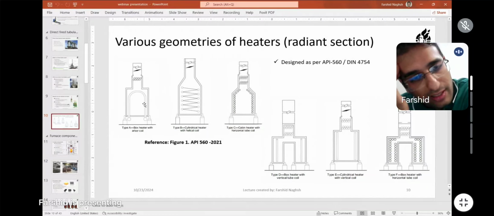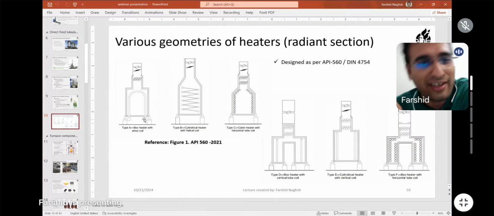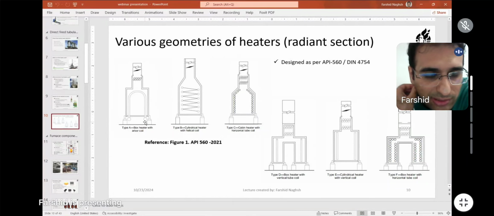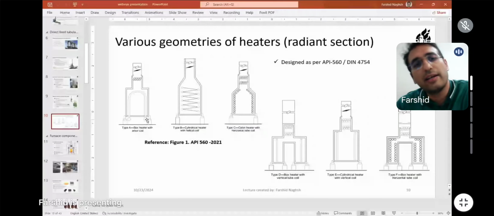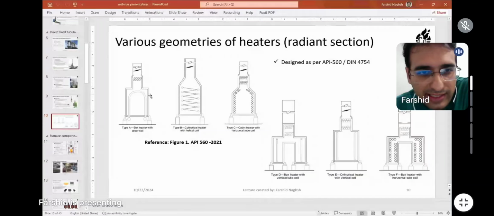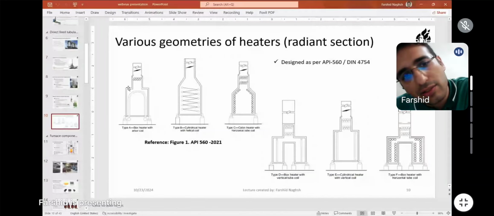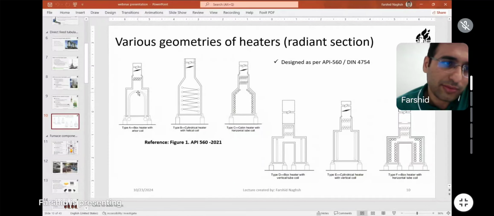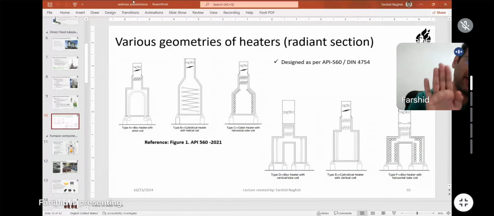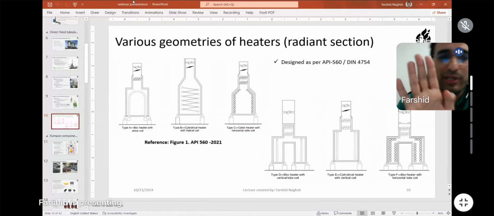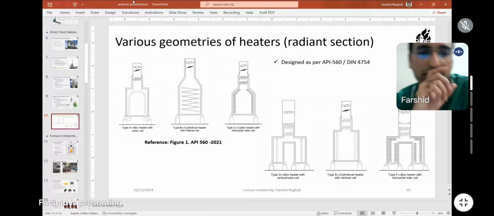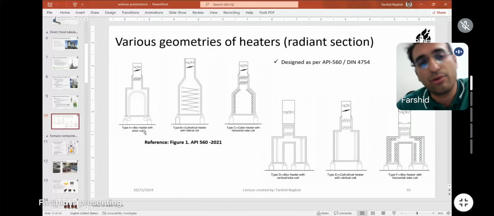These coils look like an arc, and you see the headers, inlet headers and outlet headers, below the heater. And the radiant section looks like a box. You see the section as a rectangle. Suppose it is inside the plane of the computer. It is a rectangular box. So it is a box heater with arbor coil.